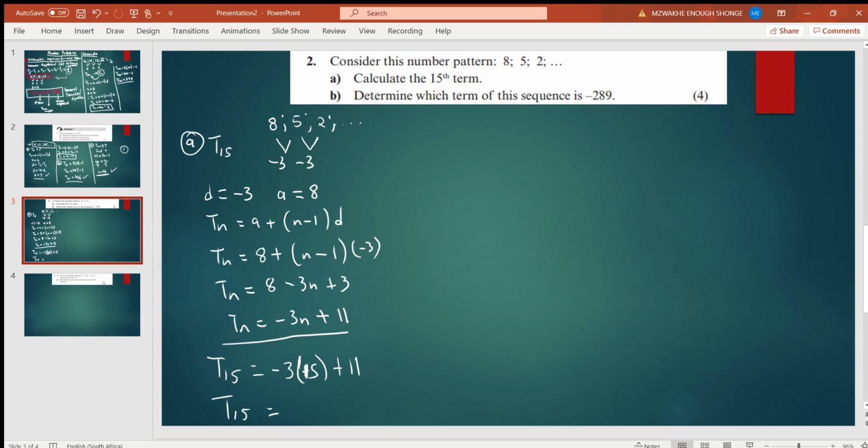So T15 is negative 34, and this is your final answer for number A.